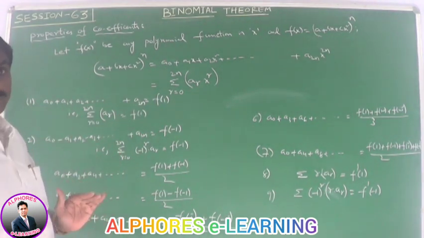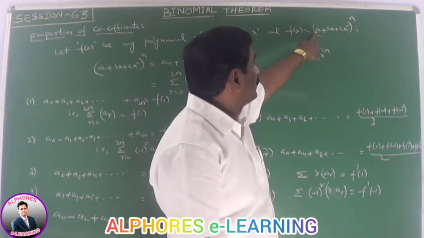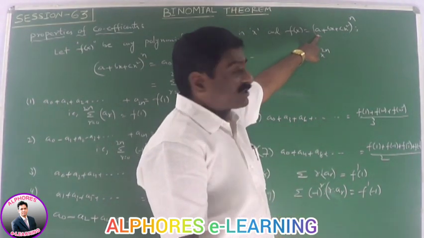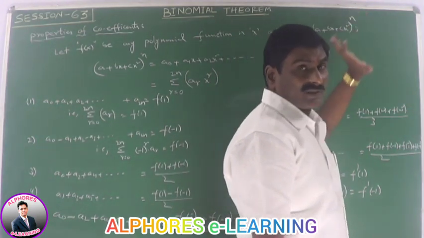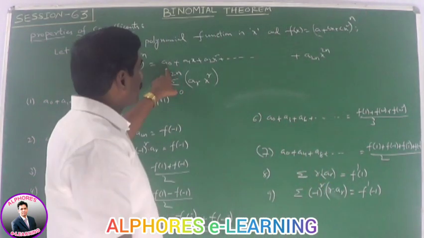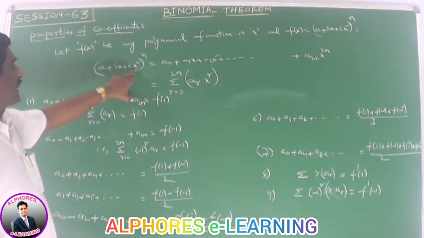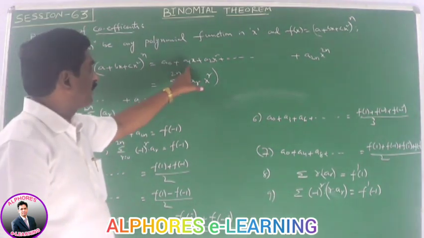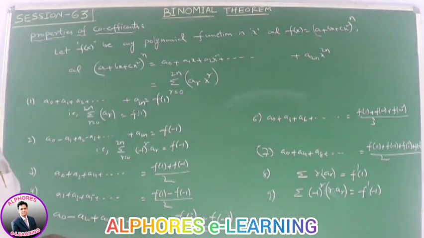After expansion, what is the least power here? The constant, a power 0, means x power 0. Next, what is the highest power? (x²) whole power n means x power 2n. That means we get x power 0 up to x power 2n. So (a + bx + cx²) whole power n is equal to a0 + a1x + a2x² + and so on up to a_2n into x power 2n.